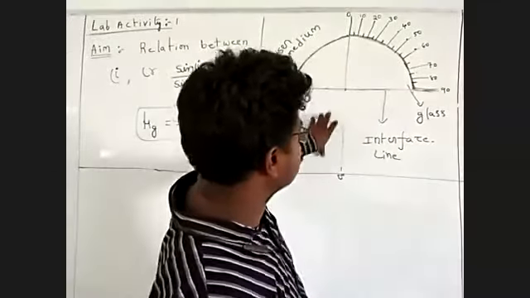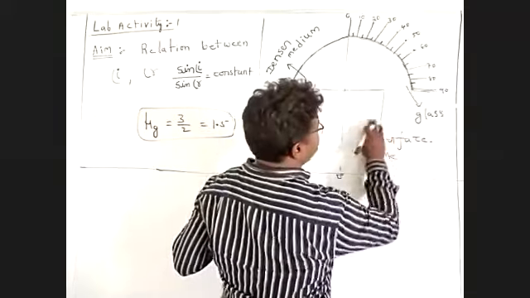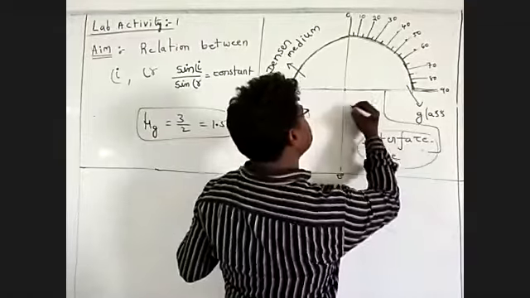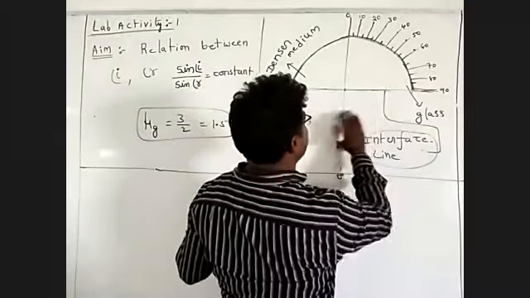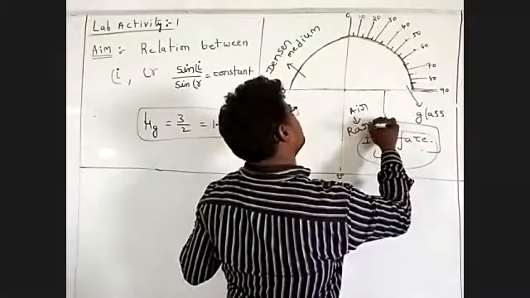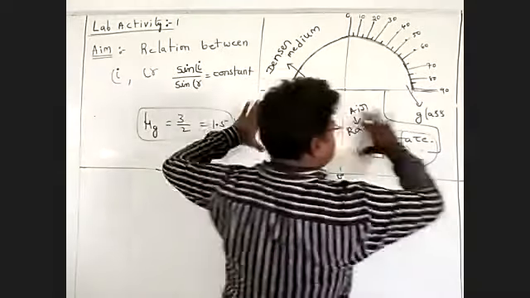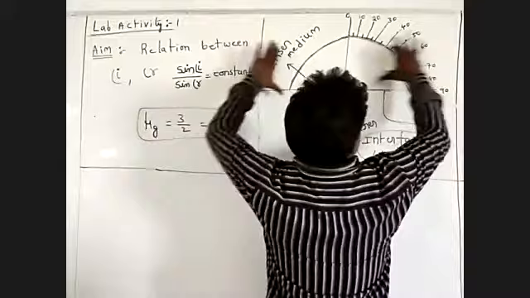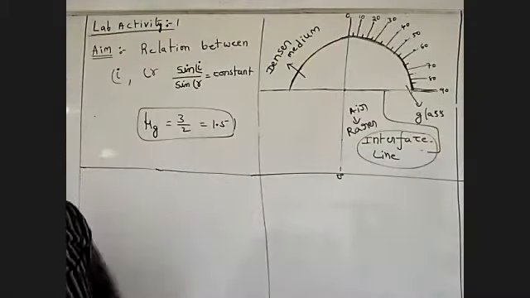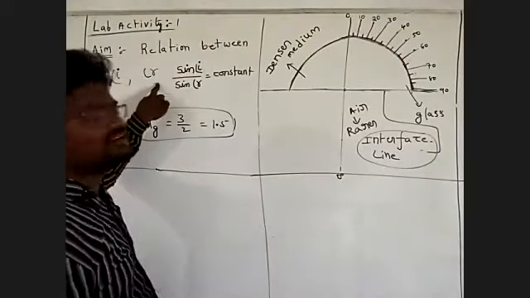This is a denser medium. This is a rarer medium; here, air is occupied. This is the interface line. Now this is air, and this occupied air is what we call the rarer medium. This part is the rarer medium, and this is the denser medium.